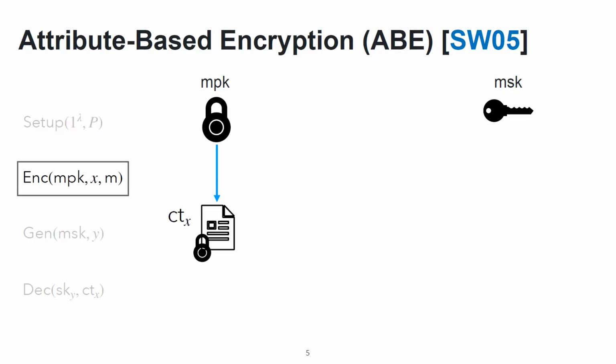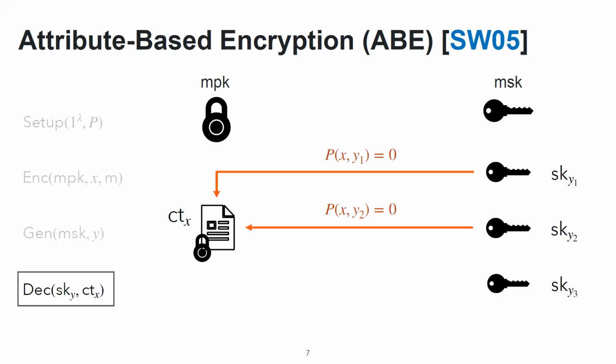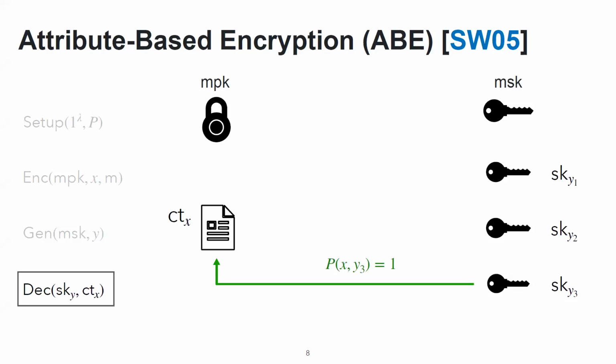With the master public key, anyone can encrypt the message, and the ciphertext is associated with the value X. Using the master secret key, the key center generates the secret key for the user with some value Y. In the decryption phase, a user with value Y can use this secret key to decrypt the ciphertext with value X. If the predicate P(X,Y) equals 0, the decryption fails and cannot recover the message. Only if the predicate equals 1, the decryption can go through successfully.